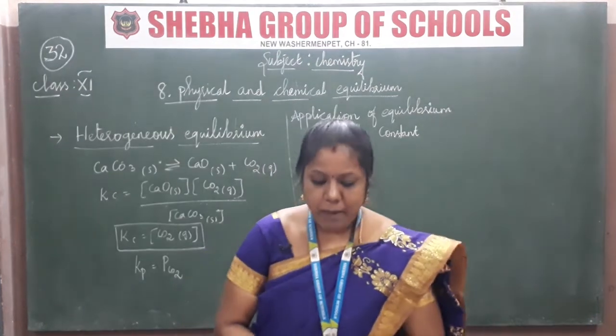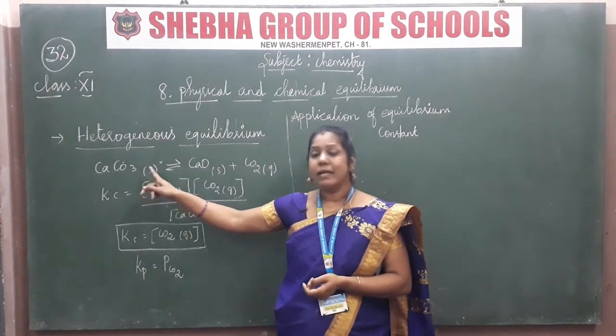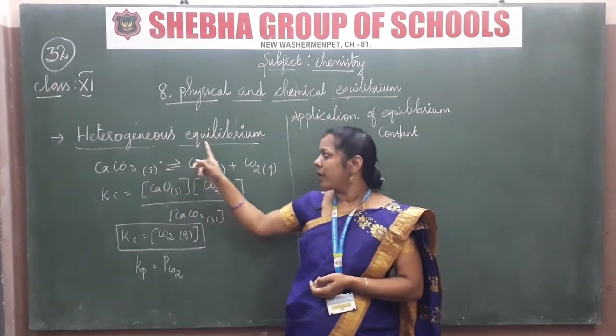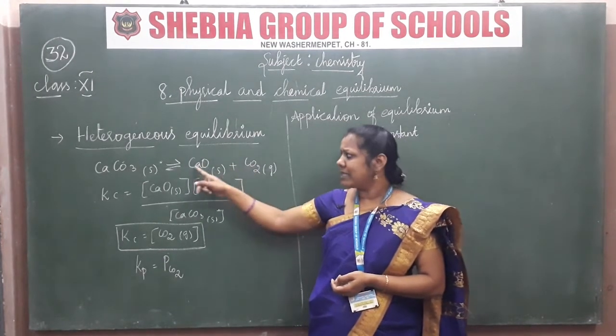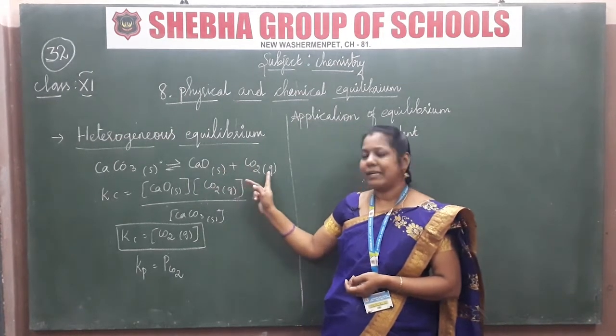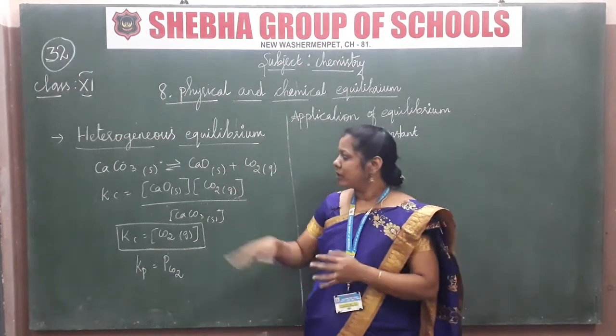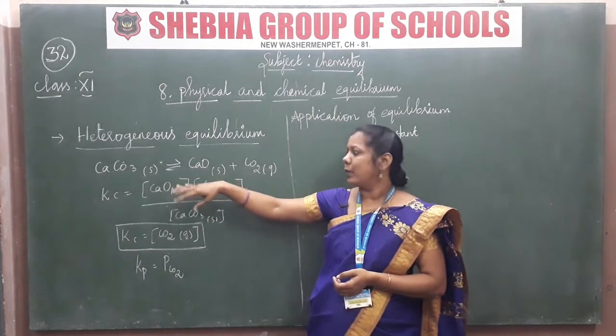For example, calcium carbonate, which is in the solid state, converts into calcium oxide along with carbon dioxide. In this, calcium oxide is in the solid state and carbon dioxide is in the gaseous state. So obviously this is considered a heterogeneous equilibrium.